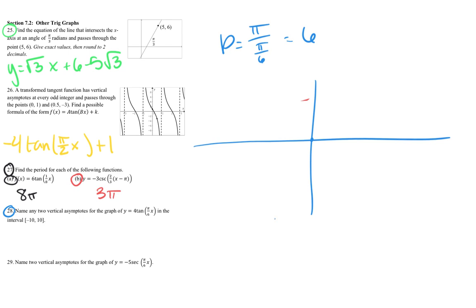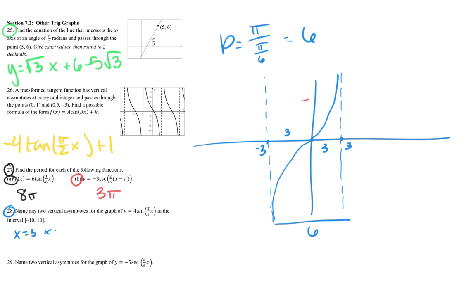So our first tangent function is going to look something like this, and we're going to have asymptotes right here and right here. We just said that this period is 6, and this is centered at the origin. So this has to be 3, and this has to be -3. We can just write those down: x is equal to 3, and x is equal to -3.